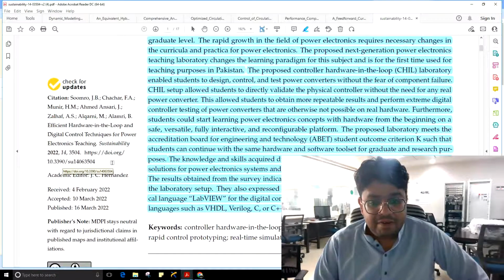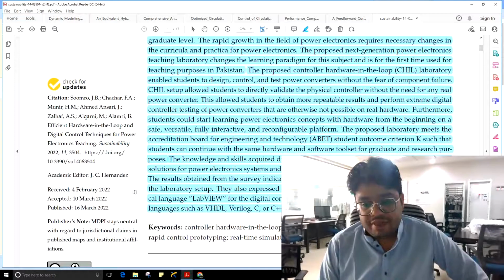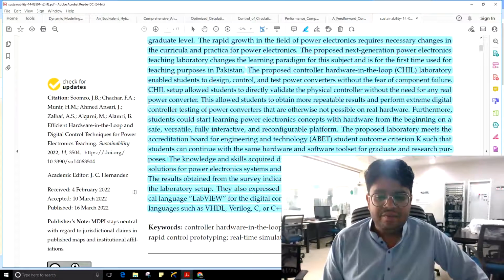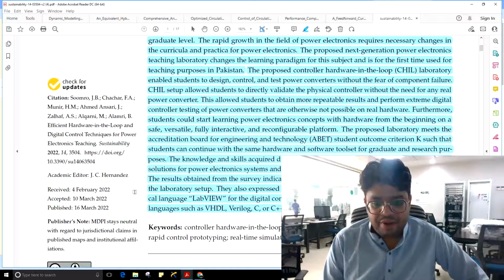The results obtained from the survey indicated that the majority of students were satisfied with the laboratory setup. They also expressed appreciation over the provision of the high-level graphical language LabVIEW for detailed controllers, compared to conventional low-level text-based languages such as VHDL, Verilog, C or C++. So this is another major advantage of this lab, that in this laboratory we use LabVIEW graphical level software.